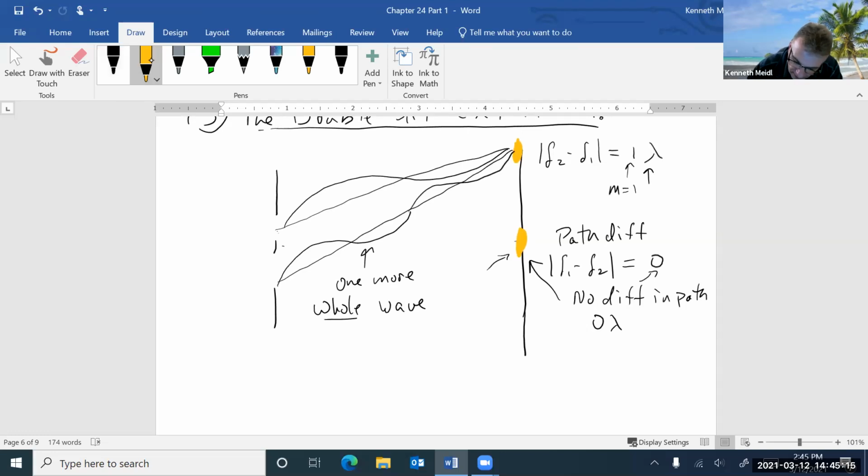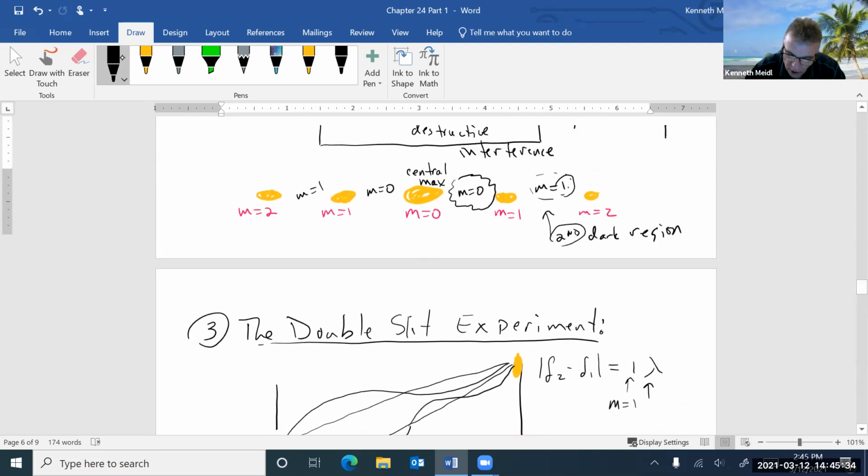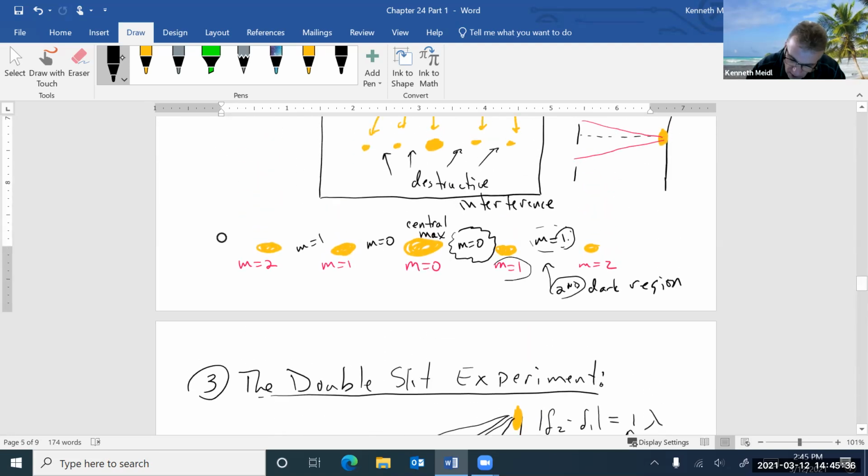If I come down here, this is going to be a spot that has a path difference of one whole wave. And so that's why we call that M equals 1 right here. So when you look at the pattern, looking straight at the wall, this M equals 1, what that means is that the path that is longer to get to that spot is holding one wave more than the other one.